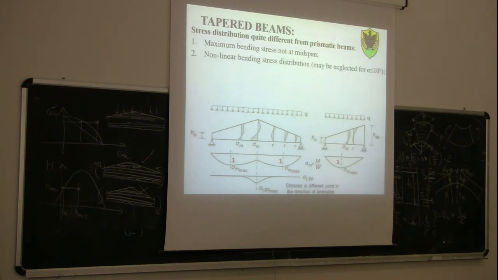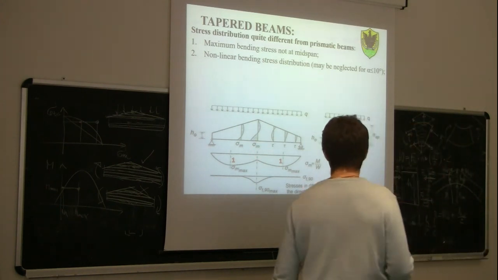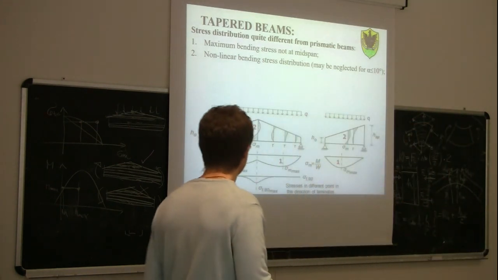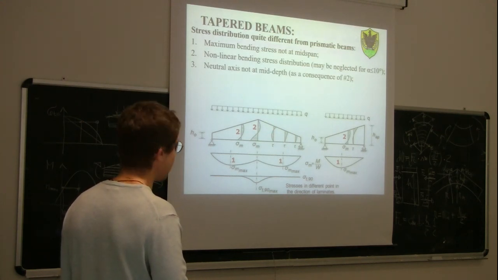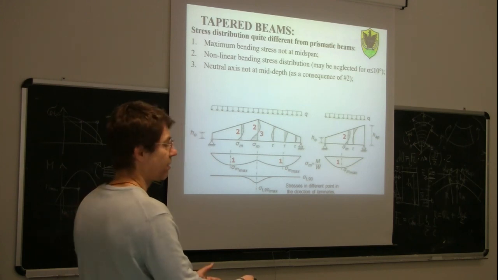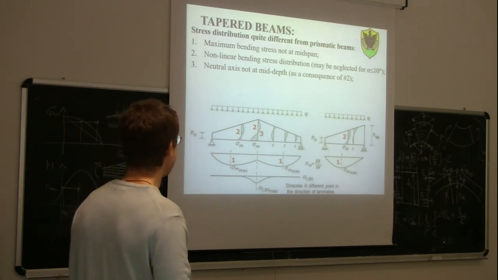Second thing to consider, we have a non-linear bending stress distribution. This non-linearity may be neglected for alpha less than 10 degrees, but in general, as you can see here, we don't have anymore the linear distribution that we have in mechanics of structures, but we have a non-linear stress distribution. The neutral axis is no longer at mid-depth as a consequence of this. So the neutral axis is closer to the tensile side.